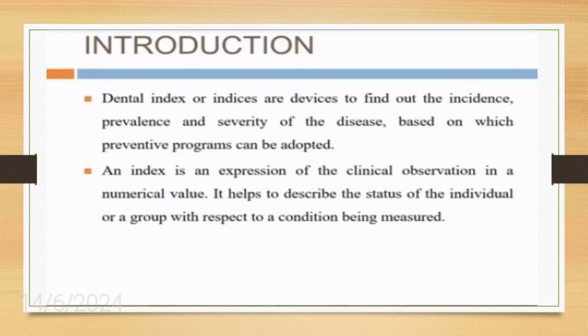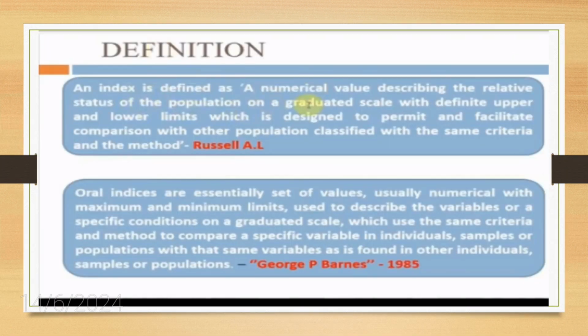Index is nothing but numbers which is used to find out incidence, prevalence and severity of the disease, based on which preventive programs can be adopted. In simple terms, it is an expression of clinical observation in a numerical value. Let us see the definition of index.